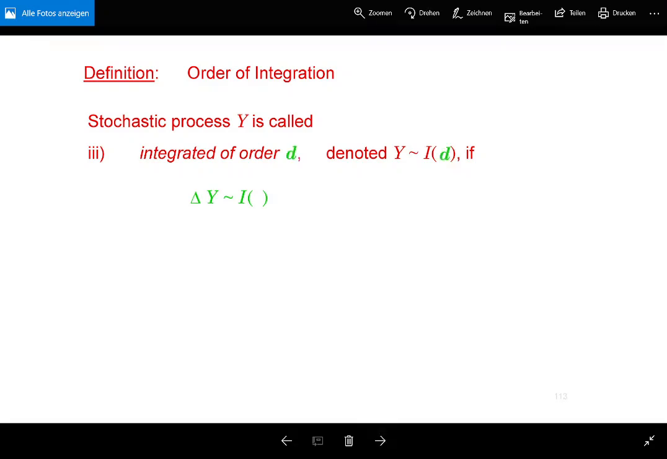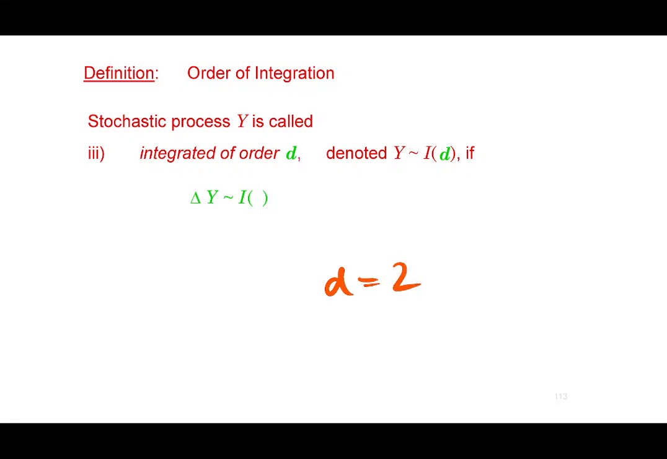All right, now what about higher order? Let's say it's integrated of order d, where d can be equal to 2, for example. If it's equal to 2, then this means that the process is not stationary, and you would need to differentiate it twice. So the process itself would not be stationary.